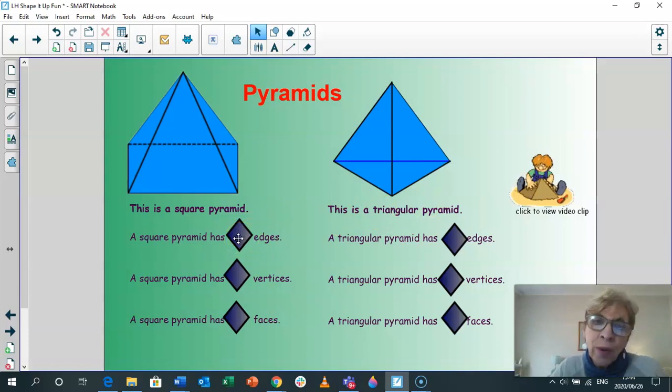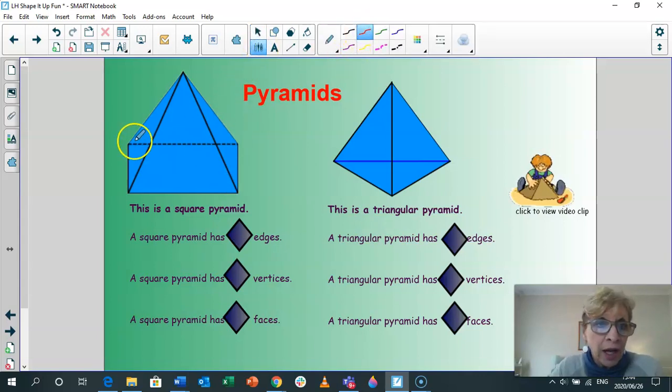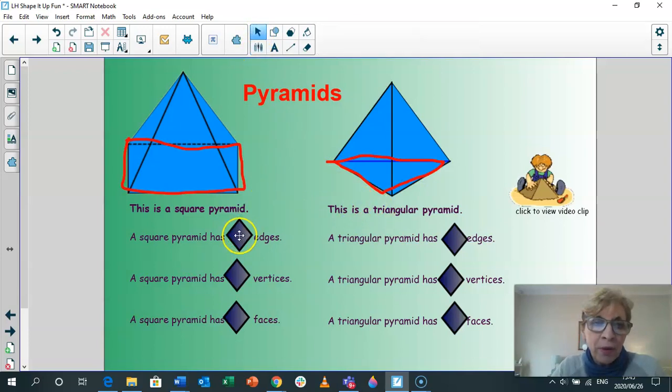So a square pyramid, there you've got 2 pyramids, and you can see the difference in their bases, grade 3, right? So this pyramid has got a square base. That's why it's called a square pyramid or a rectangular pyramid. Okay, and this pyramid has got a triangular base.